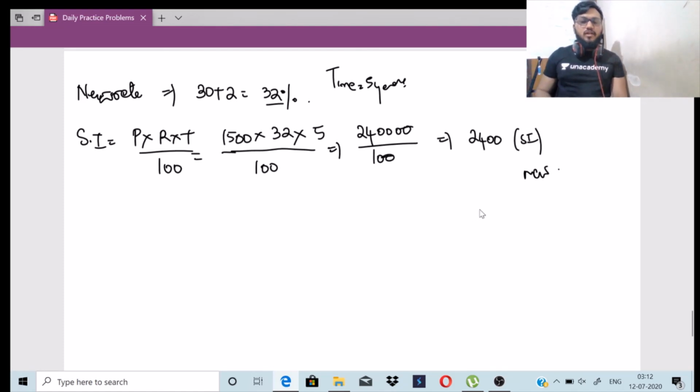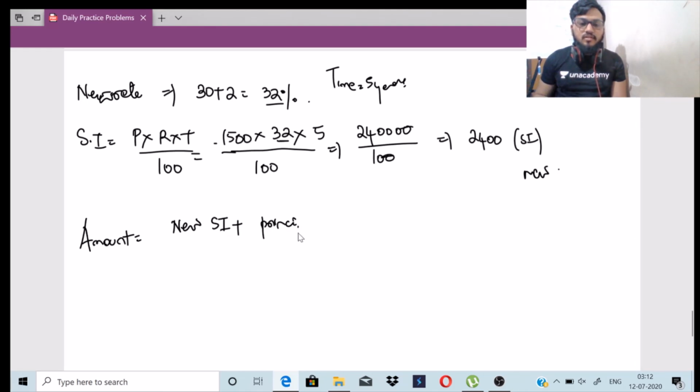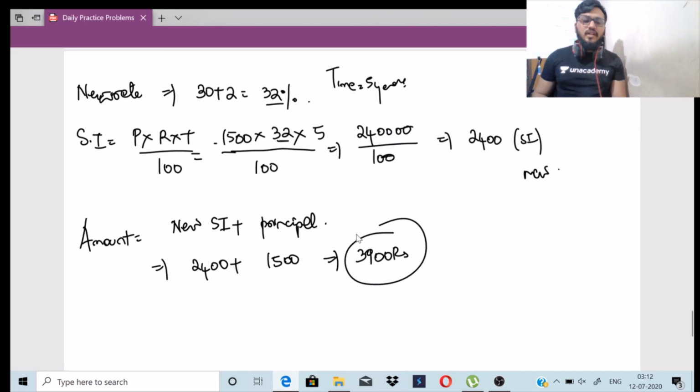This is my new simple interest. We are just changing the rates here. The principal and time remain the same in both equations. Time is 5 years. Now, what is the amount? Amount is new SI plus principal. New SI is 2400, principal is 1500. 2400 plus 1500 is 3900 rupees.